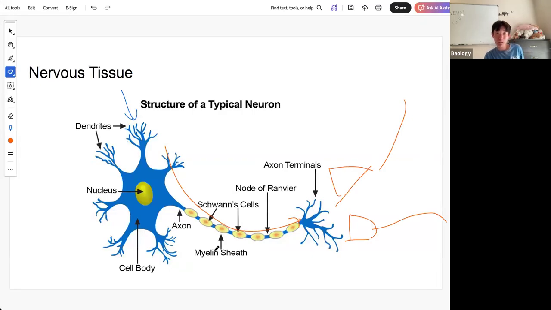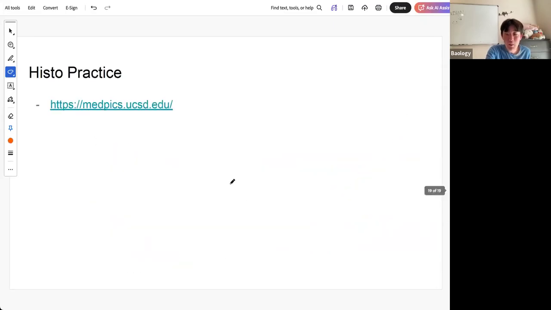What dye, or what stain, did we use specifically for dyeing neurons? Yes, it is the Golgi stain, which was silver chromate, which you don't need to remember, but it was black and stuff. Okay, that brings us to the end of this class.